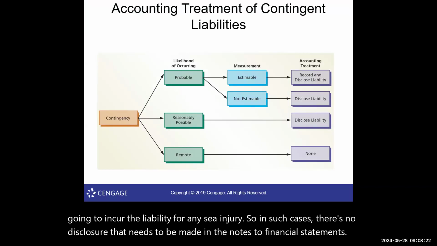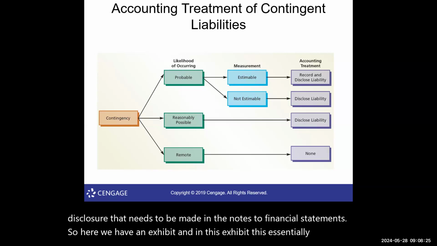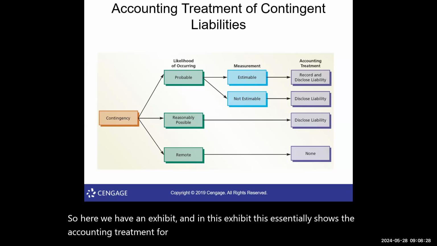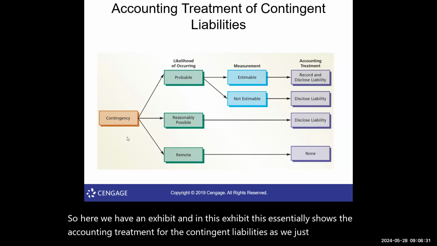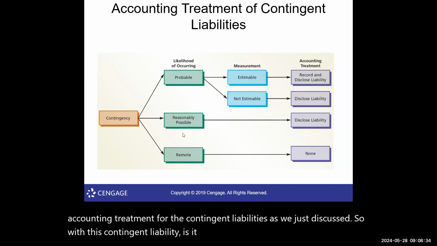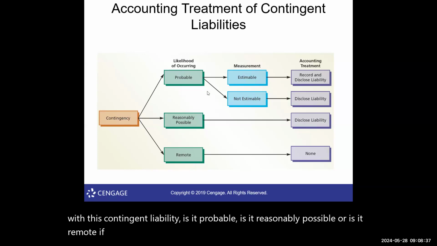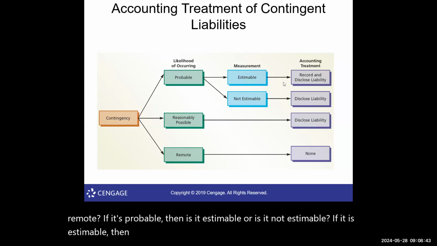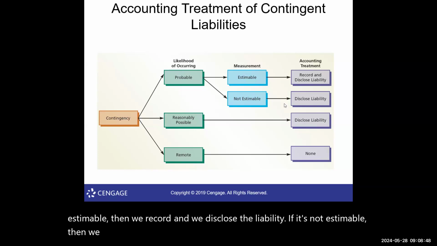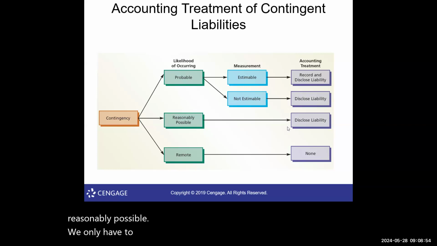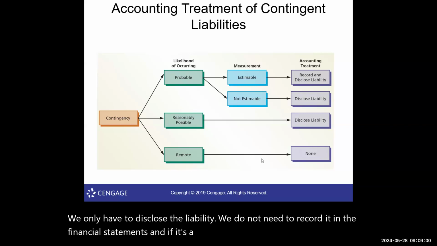So here we have an exhibit, and this essentially shows the accounting treatment for the contingent liabilities as we just discussed. With a contingent liability, is it probable? Is it reasonably possible? Or is it remote? If it's probable, is it estimable or not estimable? If it is estimable, then we record and disclose the liability. If it's not estimable, then we disclose the liability in the notes to the financial statements. If it's reasonably possible, we only have to disclose the liability; we do not need to record it in the financial statements. And if it's a remote possibility, then we do not need to do anything.